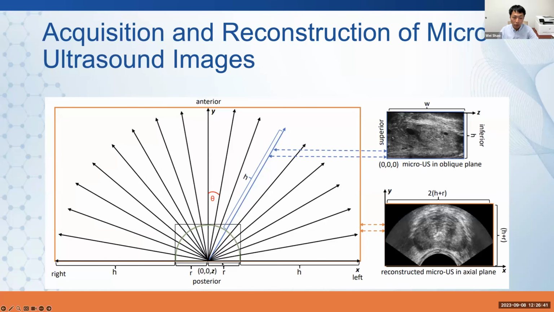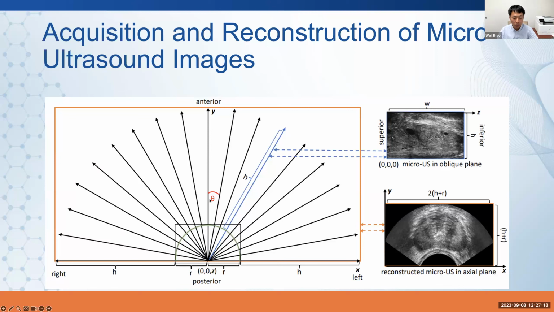If we want to do the imaging, we rotate the probe from the left to the right of the prostate. We acquire about 10 images per second, and each radial line corresponds to a two-dimensional micro-ultrasound image. So this is what we acquired. But what we really want is, from those sagittal view micro-ultrasound images, to reconstruct this axial micro-ultrasound image. So I will skip the details of this.